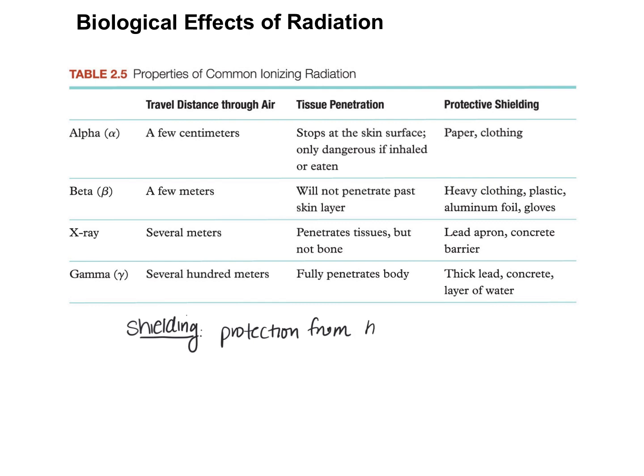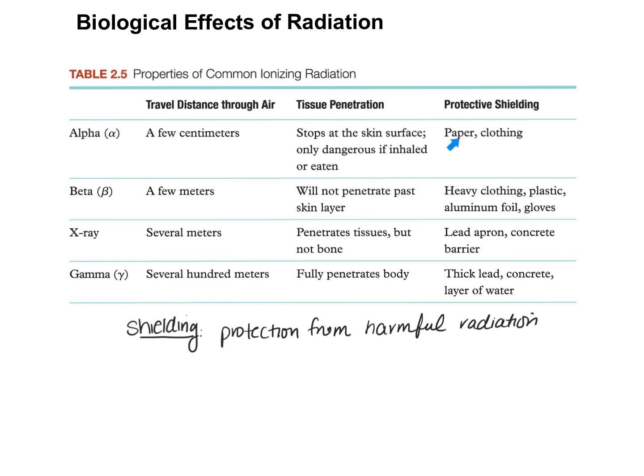Shielding is just protection from harmful radiation. One of the things you can see here is alpha radiation. It travels a few centimeters through the air, and then you can see tissue penetration. It's going to stop at the skin surface. It's really only dangerous if it's inhaled or eaten. You will see this in pop culture pretty frequently in those procedurals like NCIS or 24, where somebody inhales or eats alpha particles, and that's very detrimental.